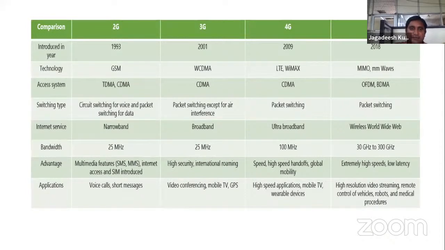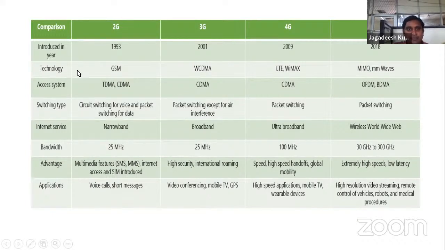So this is the brief comparison of all our 2G, 3G, 4G, and 5G technologies. Here you can see 2G was introduced in 1993, 3G in 2001, 4G in 2009, and 5G, which is around release 16 plus, in 2018. The technology in 2G is GSM, 3G is wideband code division multiple access, and for 4G, LTE and WiMAX. Here WiMAX we also call 4.5G. And in 5G we are using MIMO and mmWaves.